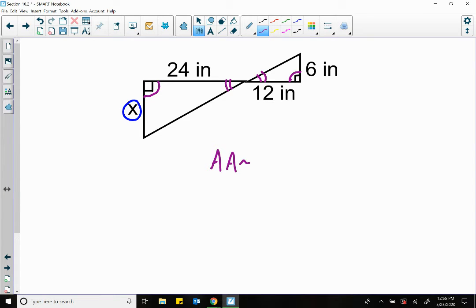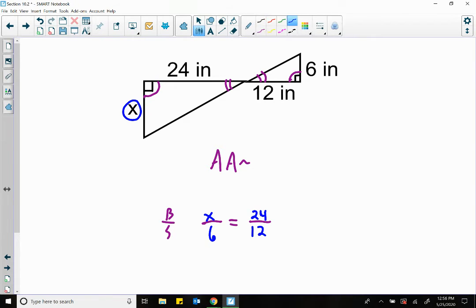All right? And then if we're going to solve, so let's go big to small. So give me something on the big. And again, remember, we're making a proportion to solve. So on the big, let's go with x. Who matches it on the small? That's the 6. On the big, we'll go with 24. Who matches it on the small? The 12. Okay?